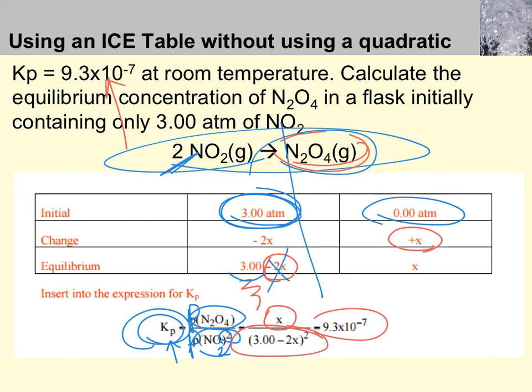So you started with 3 atmospheres, and since x is so small, because K is so small, 2x is going to be negligible compared to 3. So we're going to just cross out that minus 2x, and that dramatically simplifies solving. Now, you may say, well, can I just get rid of this x? No, because that would mean 0 in the numerator, and you get nonsense for a solution.